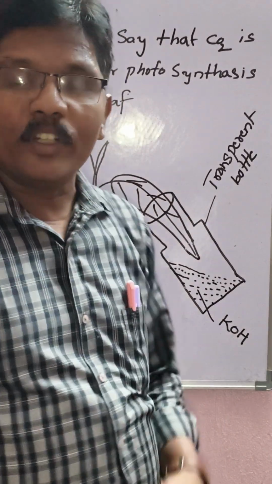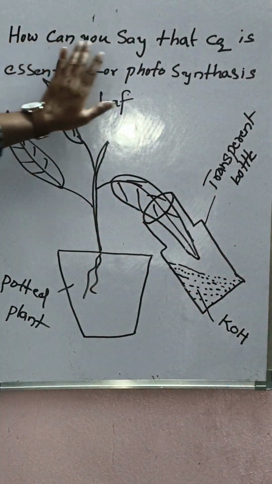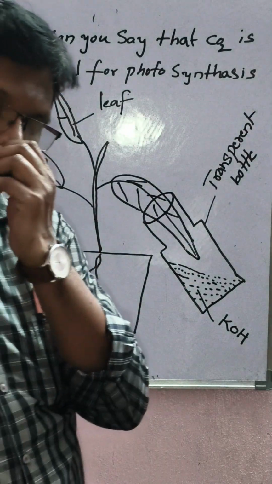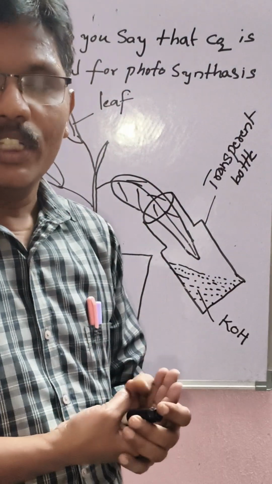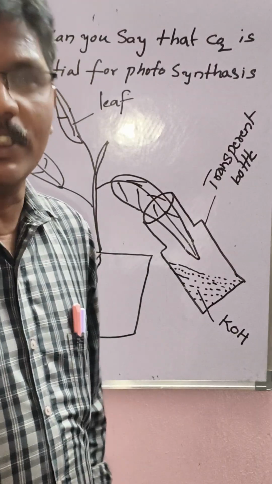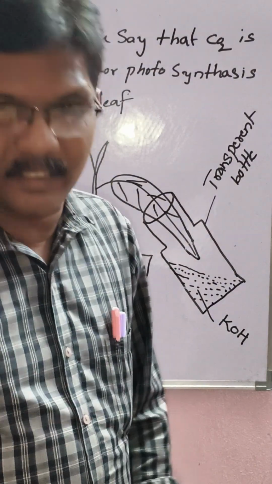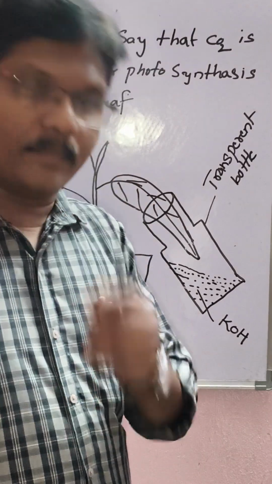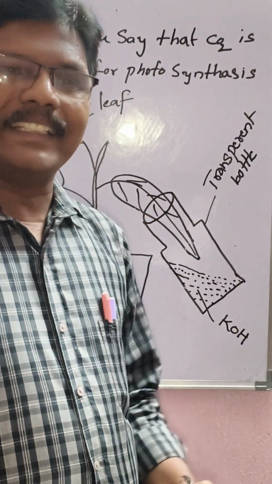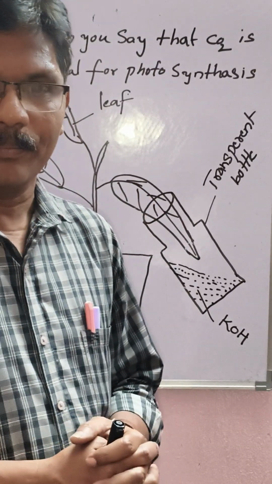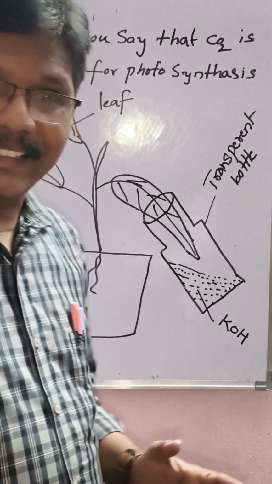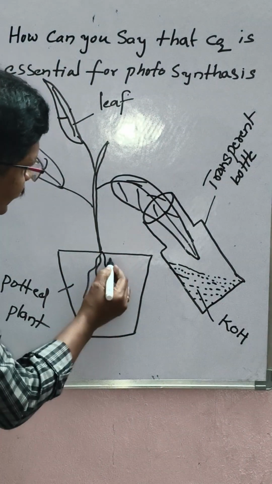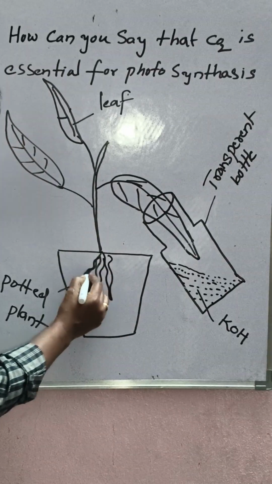Now, how can you say that CO2 is essential for photosynthesis? How can you say that CO2 is essential for photosynthesis? Let us discuss that one experiment. For this experiment, we should collect one freshly potted plant. Keep this potted plant 3 days under sunlight.